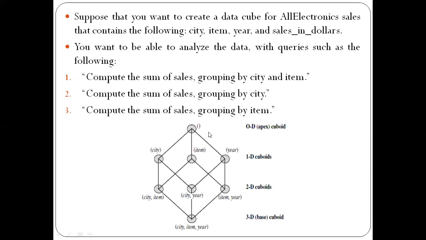Now suppose you start at the apex cuboid and step down this hierarchy. That operation is called drill down. I already explained what drill down and roll up are. With respect to this data cube, if you start at the apex cuboid and come down by stepping down this hierarchy, it is called drill down. If you start at the base cuboid and climb up the concept hierarchy, then that operation is called roll up.